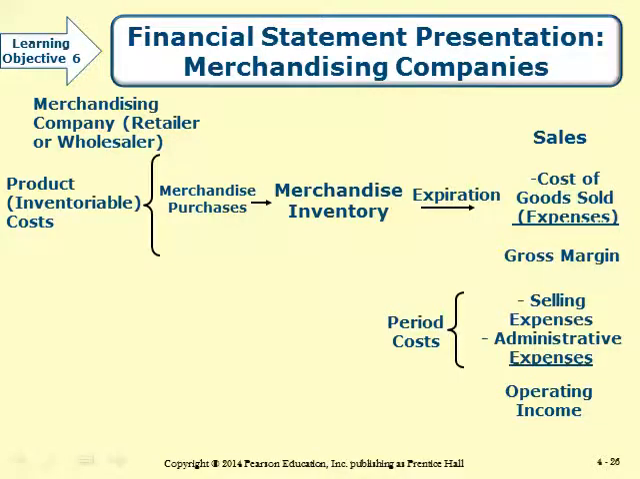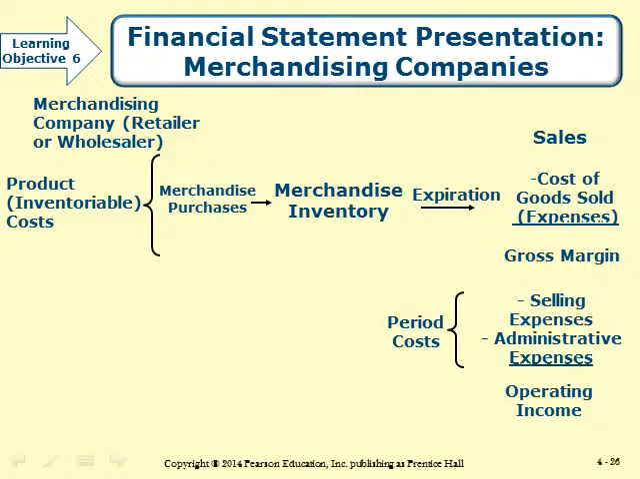And so this exhibit illustrates product and period costs. The top half shows a merchandising company such as a retailer or wholesaler that acquires goods for resale without changing their basic form. The only product cost is the purchase cost of the merchandise. The company holds unsold goods as merchandise inventory and shows their cost as an asset on the balance sheet.